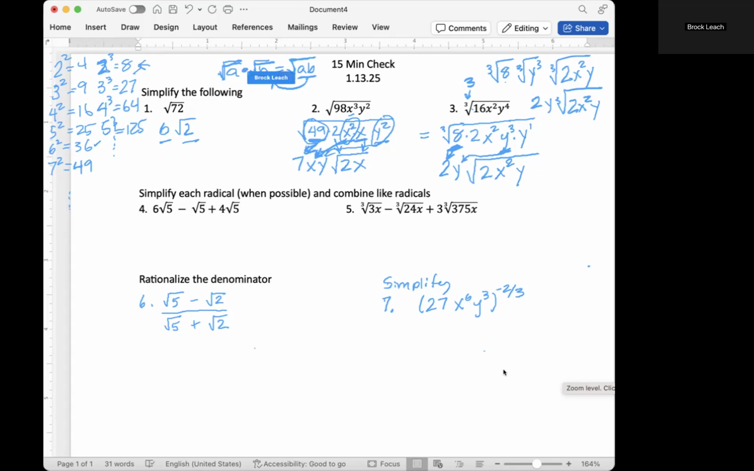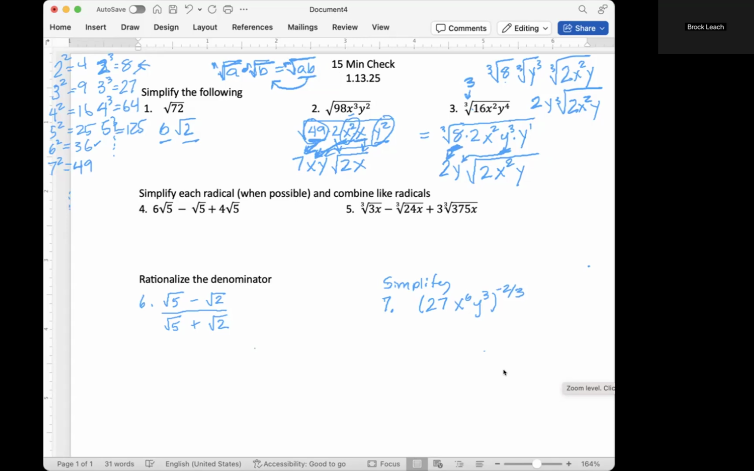The multiplication rule with radicals is as long as they're both the same index, we'll just put n there. If they're the same index, we can multiply them. So I can't do a square root times a cube root, but I can do any square root times another square root. It's going to be the square root of that product, a times b.